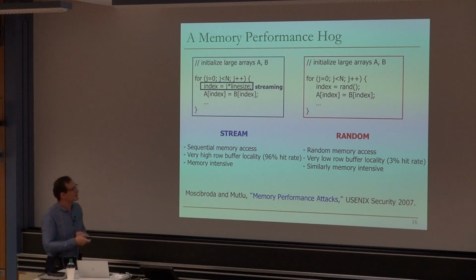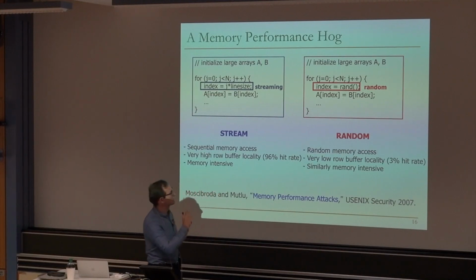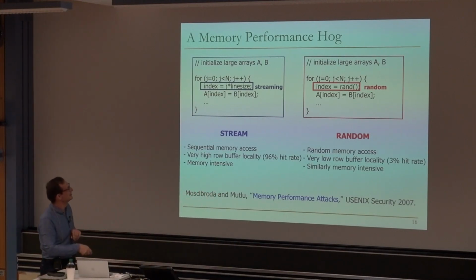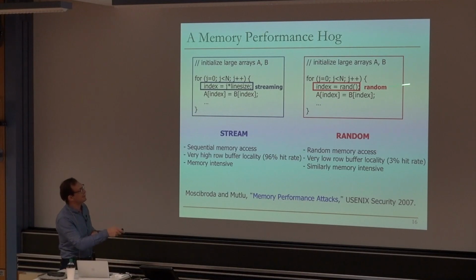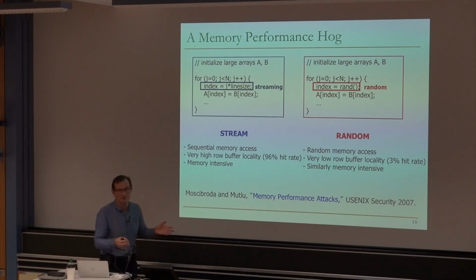We also wanted to look at a control application. This is a random access application. It basically does random memory access. You form the index to copy from array B into array A in a random manner. Of course, you don't do this like this because you don't want this random number generation to be hogging the performance of your loop. So you actually pre-generate the indices, and you can look at the paper as to how this is really done. But basically, this has random memory access, very low row buffer locality because of that randomness, but it's similarly memory intensive because you basically get cache misses because of those random accesses.